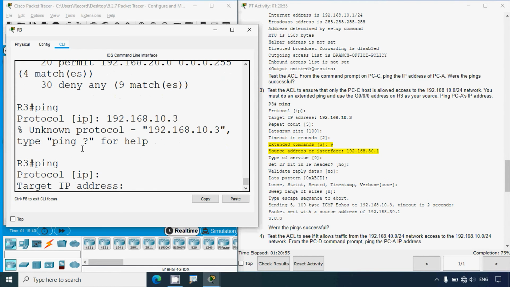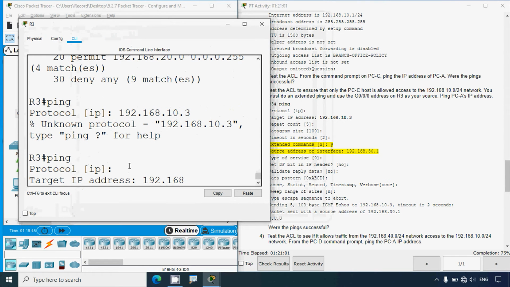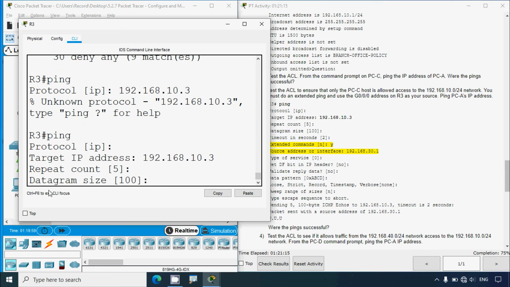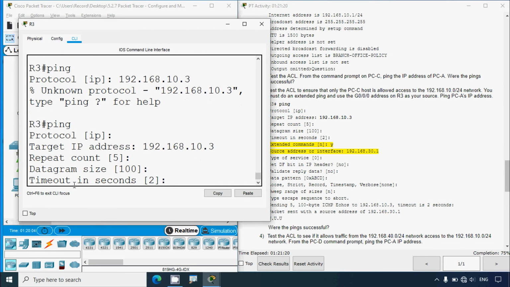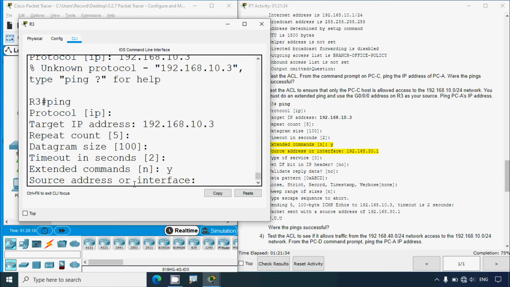Now we can see target IP address, the IP address of this PC-A. It's 192.168.10.3. That's fine. So repeat count, by default it's 5. Okay, we will leave it as it is. Press enter. And datagram size 100. That's fine. Just press enter. Then timeout in seconds, by default it's 2. That's fine. Then extended commands. So we will give yes. We need extended commands.